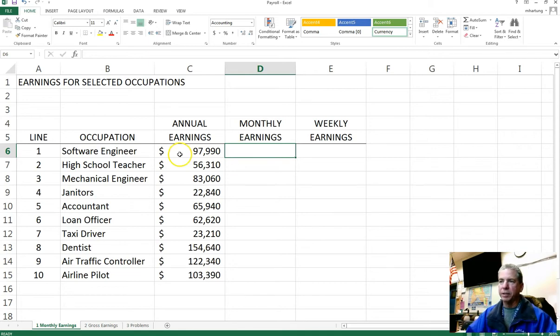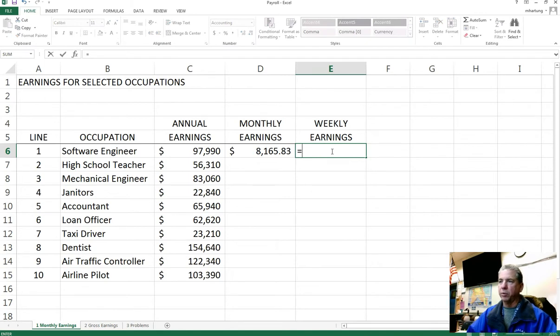To calculate monthly earnings, we take our annual earnings and divide it by how many months in a year? 12. Very good. And that's it. So there you go, $8,165 a month. For weekly, we take our annual earnings and divide it by the number of weeks in a year. How many weeks in a year? Yes, 52. And so there's the weekly earnings.